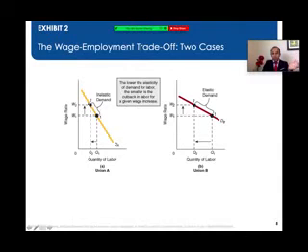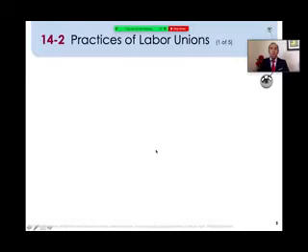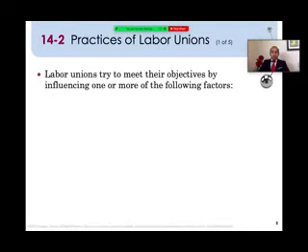With the inelastic demand, it's not so much. You have very limited options. You can increase the wage, demand a little bit less, but you have few options, few substitutes. So unions are very organized, very effective to some extent.